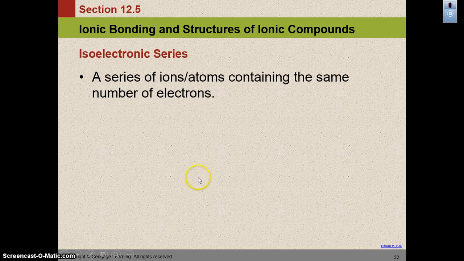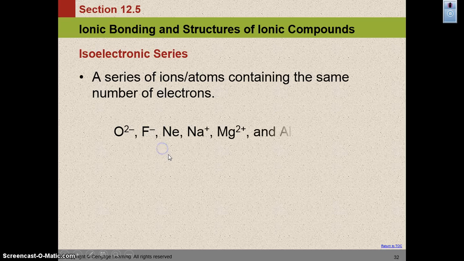Isoelectronic series. This is a series of ions and atoms that contain the same number of electrons. Iso meaning the same, electronic dealing with the electrons. So if we look at oxide ion, fluoride, neon, sodium ion, magnesium ion, and aluminum ion, they all have the same number of electrons. So they're considered part of an isoelectronic series.